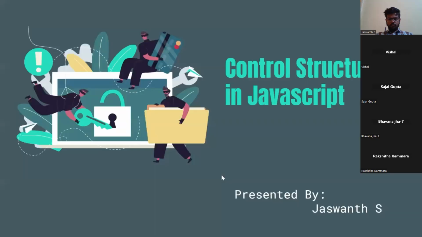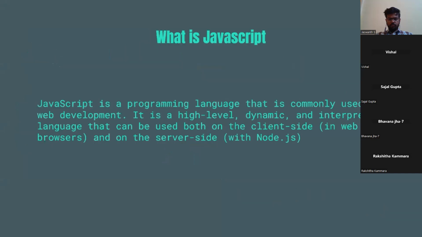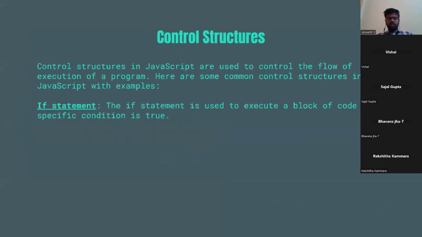Okay. So, hello everybody. I'm Jaswanth. Today I'll be giving a presentation on control structures in JavaScript. JavaScript is a web programming language that can be used on the front end or the back end to manage different types of databases, and it's a high-level dynamic interpreted language. Control structures are what control the flow of execution of the code, or which statements execute when the appropriate conditions are met.